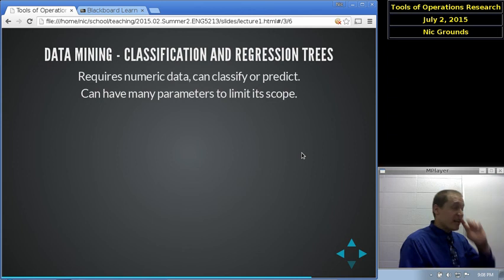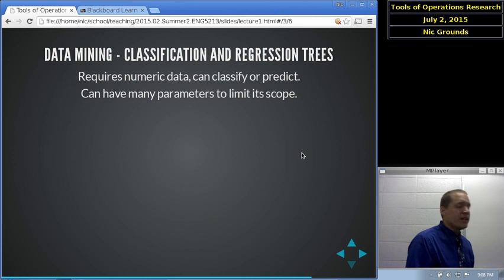So, the next data mining algorithm is called classification and regression trees. As you might guess from the name alone, it can do classification. It can also do prediction. So it can be used for guessing or predicting numeric as well as categorical data. However, it does also require numeric data to do its calculations. So all the other fields have to be numeric, just like K-nearest neighbors. And it can have many parameters. We'll see that when we run the algorithm.